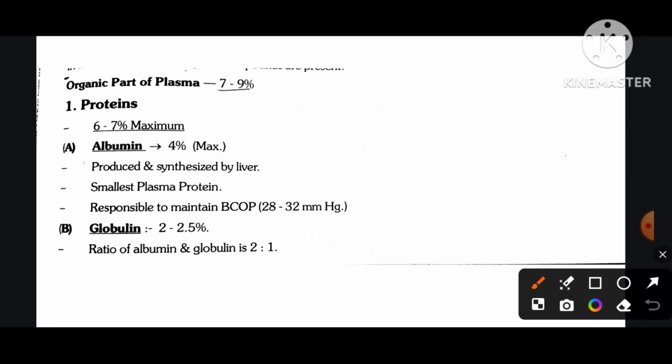Organic part of plasma 7 to 9%, protein 6 to 7% maximum. Number A, albumin, 4% maximum, produced and synthesized by liver. Smallest plasma protein, responsible to maintain BCOP 28 to 32 mmHg. B, globulin, 2 to 2.5%. Ratio of albumin and globulin is 2:1.